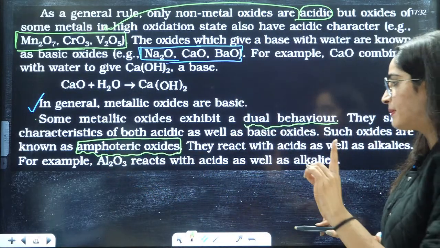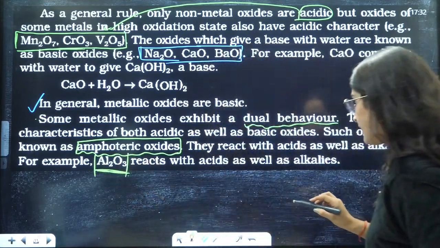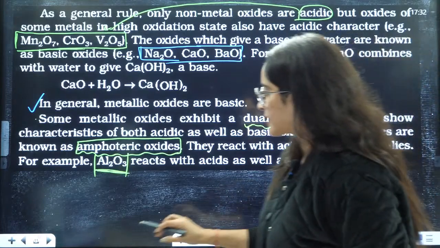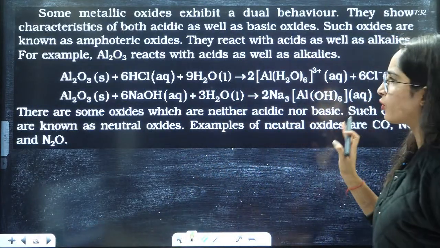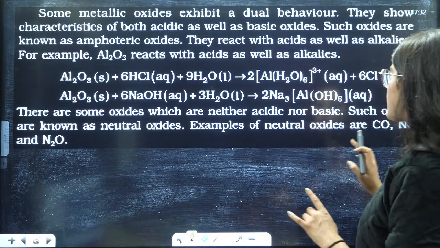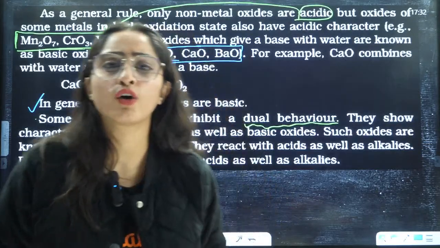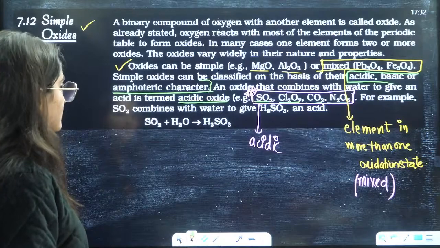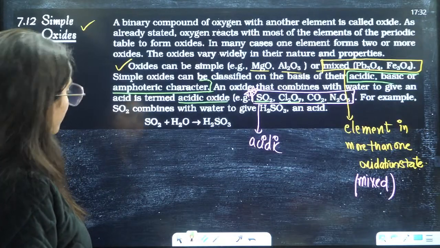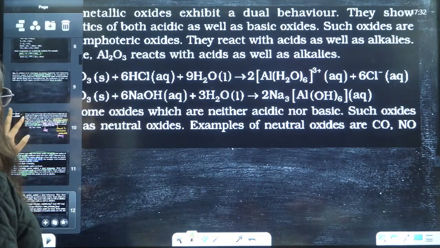What are the examples? Like we have Al2O3, an example of amphoteric, right? Let us see the other examples as well. Wait a minute. Here you can also talk about Zn. Zinc oxide is also amphoteric, so you can also talk about that oxide, right? Yes, they have not mentioned it here. No worries, right?